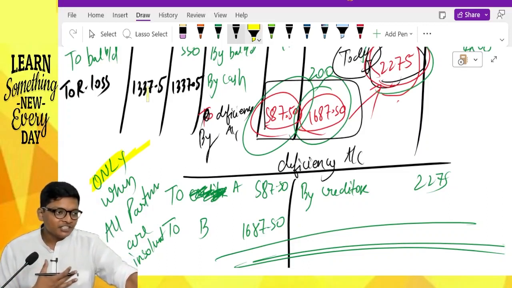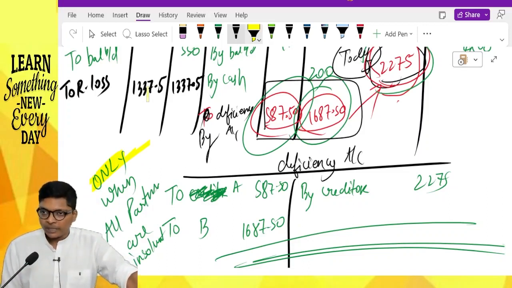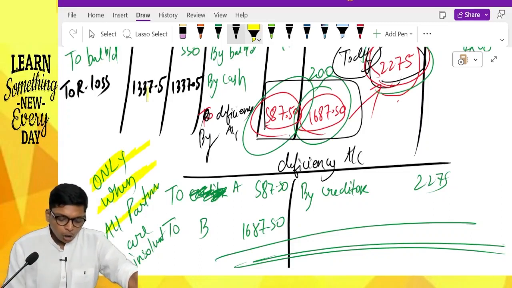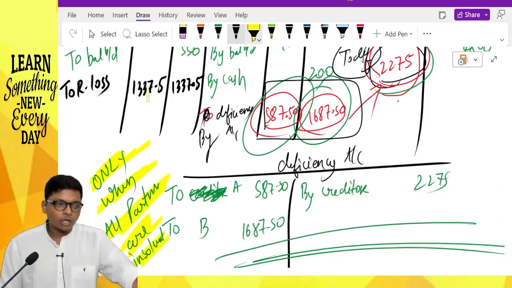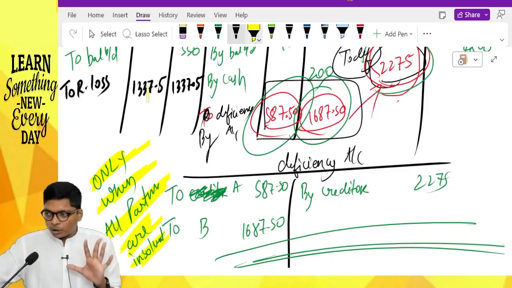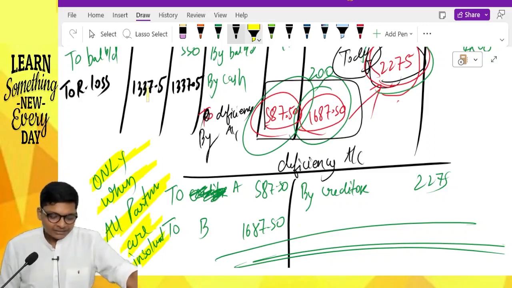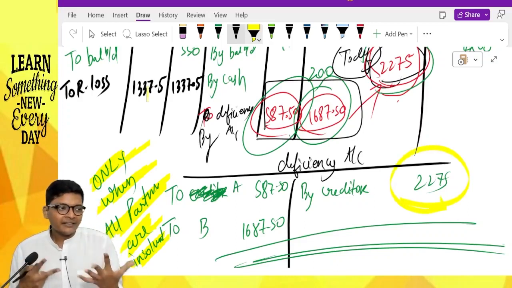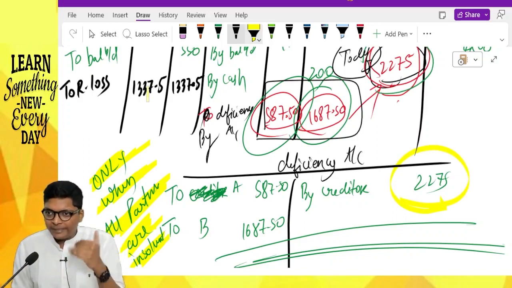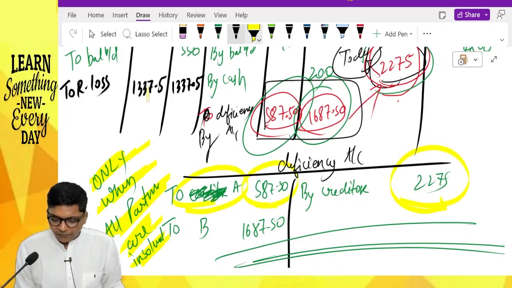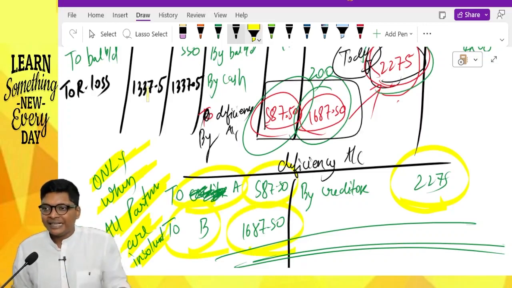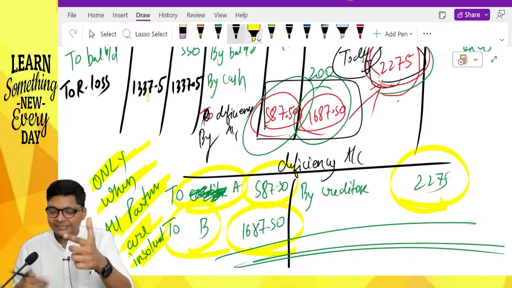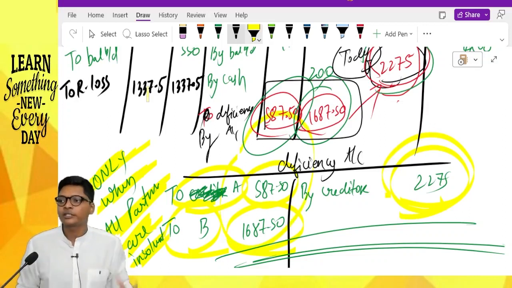An account called deficiency account is the new concept which comes only when all the partners are insolvent. What is this account representing, or in other words, communicating? It implies that creditors are not paid to the extent of 2275, that money should have been brought in by A to the extent of 587.5 and B to the extent of 1687.5. Either deficient, insolvency, liability more than assets to the extent of 2275, partner share is so much.